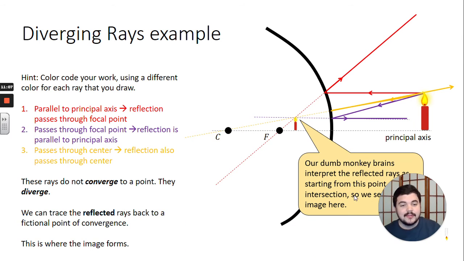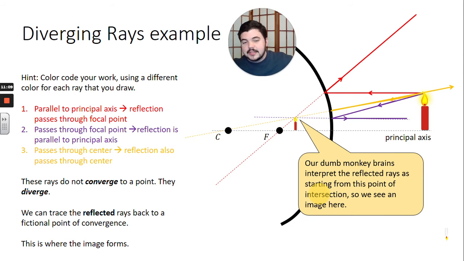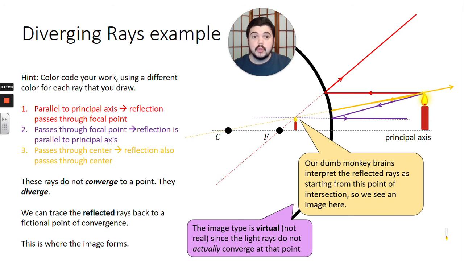So I like to think about this sort of like we've got these dumb monkey brains that evolved over time, right? And they think that that's where the light's coming from off of the mirror. They don't know any better. They can't tell that there was a bounce. And so that's where our brain thinks the reflected light rays are coming from. And so that's where we see an image. This is a virtual image. So we said there were real types and virtual types of image. This one is virtual. And the reason is there is no actual convergence of the light rays, but rather our brains just interpret a convergence by tracing the light rays back.